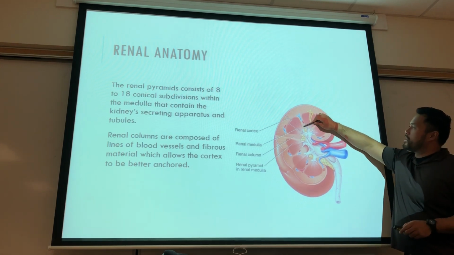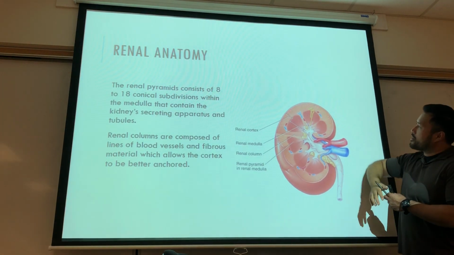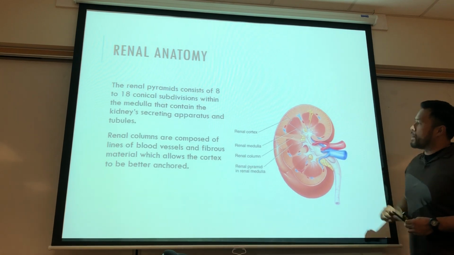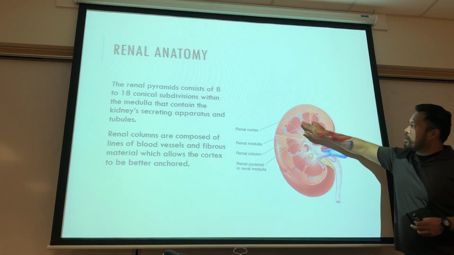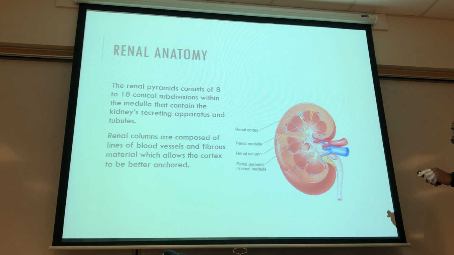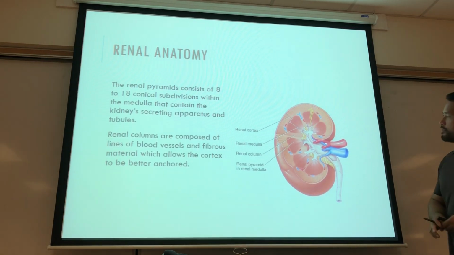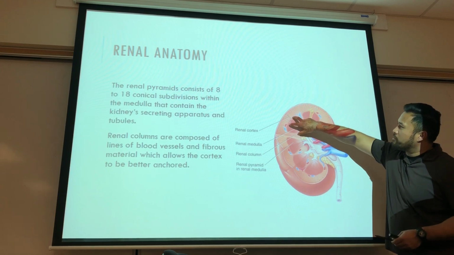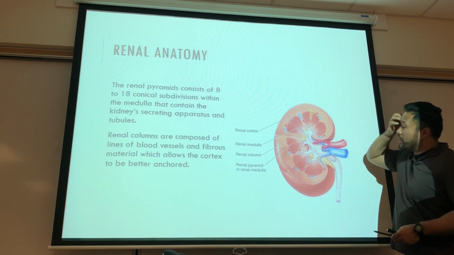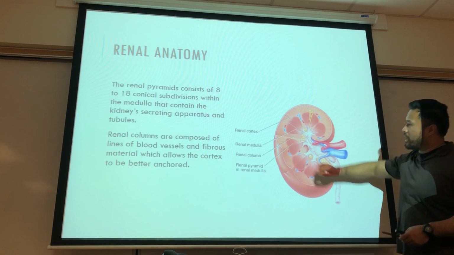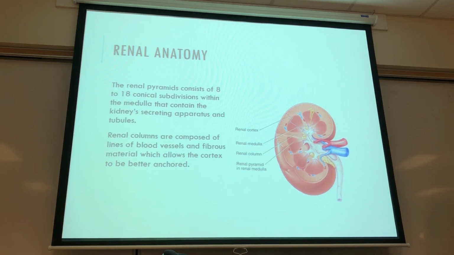These columns contain fibrous material that anchors the cortex to the renal pelvis. You're also going to see the flowing of blood, both arteries and veins, through these sections. So really, the functional areas involved are these pyramids. It varies from person to person, but there are about 8 to about 18 of these subdivisions present.